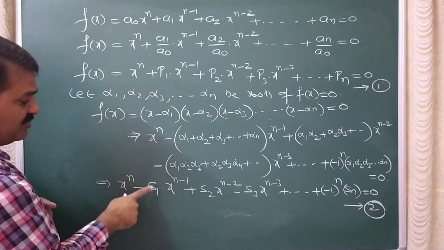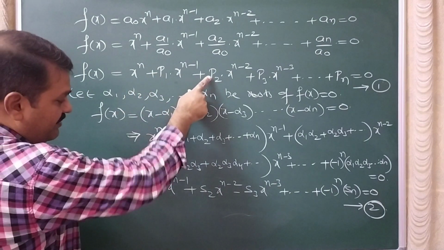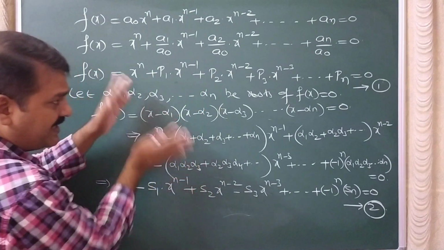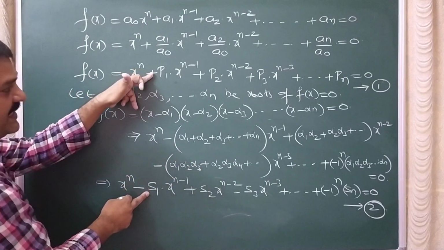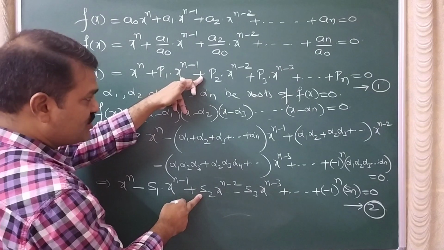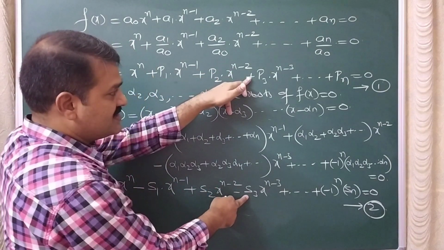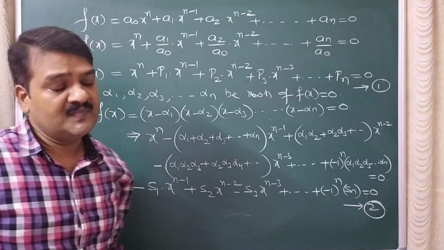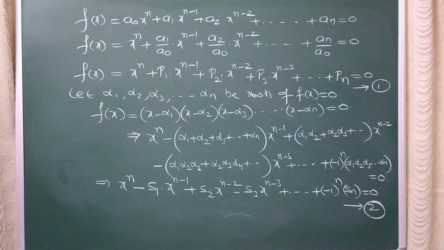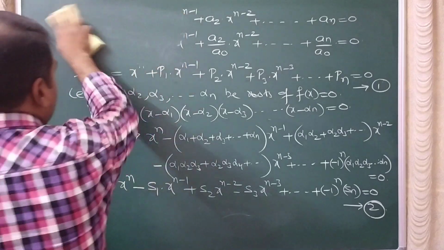P1 will be equal to minus S1. P2 will be equal to S2. Just compare these two, that's all. X power n quotient same. P1 is equal to minus S1. P2 is equal to S2. P3 is equal to minus S3. Proceed like that. Pn is equal to this one. Okay. So let me write the comparison now.